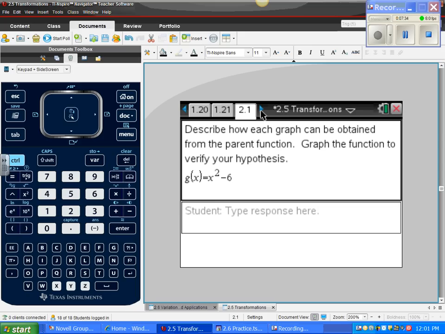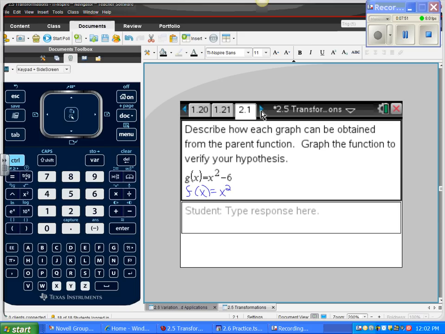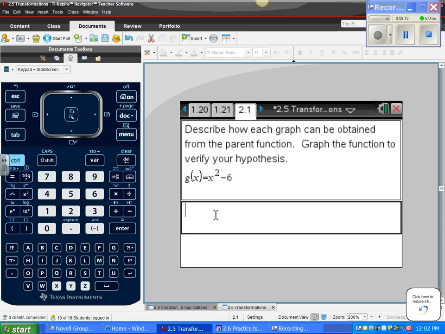Okay, so describe how each graph can be obtained from the parent function. Remember, parent function is that original function that hasn't been touched, okay? Graph the function to verify your hypothesis. So our parent function, we'll call it f of x, would be x squared. Okay, that's our squaring function, right? So, describe how each graph can be obtained from the parent function. So we're going to talk about this in terms of words, okay? How is x squared minus 6 different from x squared? And I want you to think about it without graphing it and looking at it.